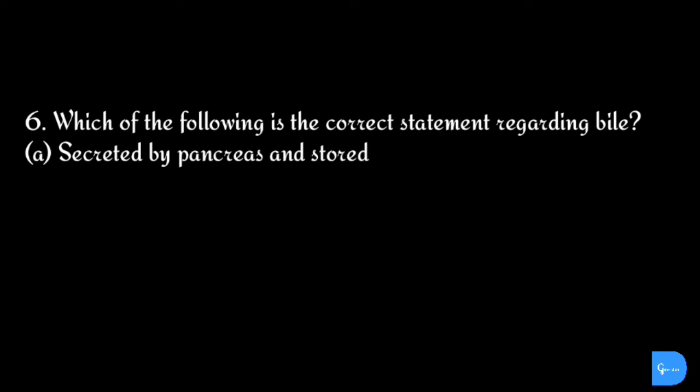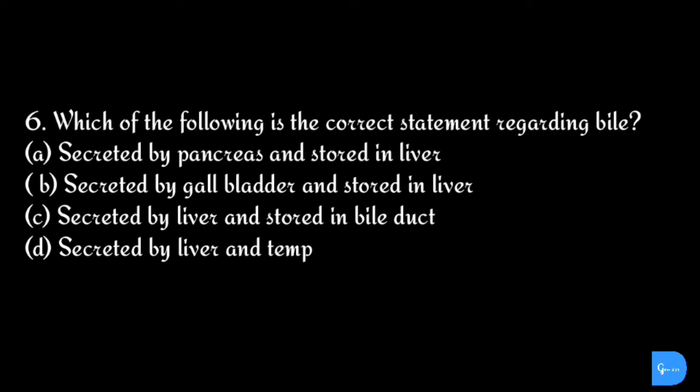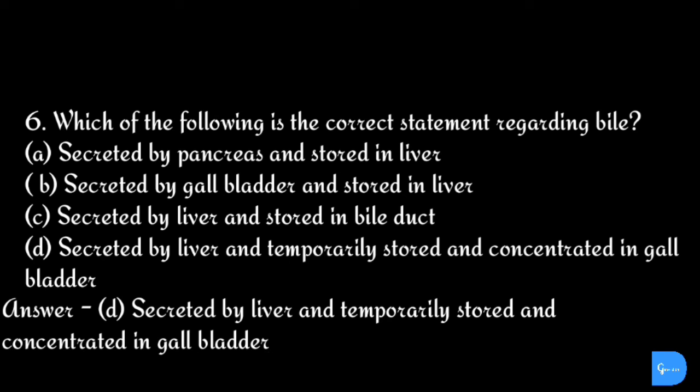Question number 6. Which of the following is the correct statement regarding bile? Options are A. Secreted by pancreas and stored in liver, B. Secreted by gallbladder and stored in liver, C. Secreted by liver and stored in bile duct, and D. Secreted by liver and temporarily stored and concentrated in gallbladder. The correct answer is option D. Secreted by liver and temporarily stored and concentrated in gallbladder.